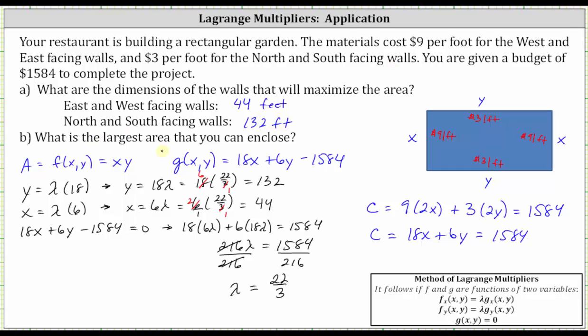For part B, to find the largest area, we need to evaluate the function f of x comma y, or the area formula, given the x and y values that we just found. So the max area is equal to x times y, which is 44 feet times 132 feet, which is equal to 5,808 square feet.